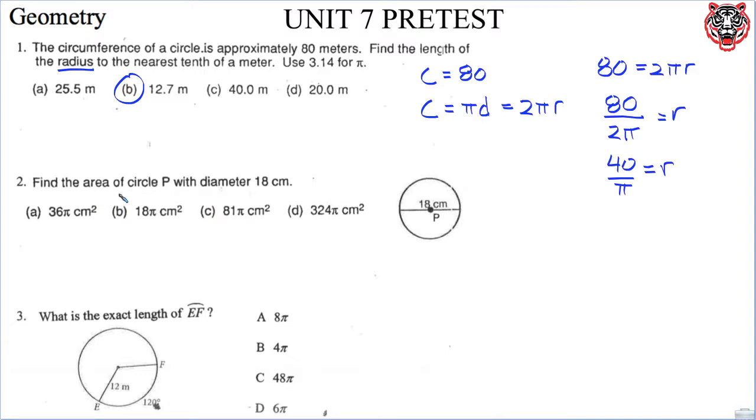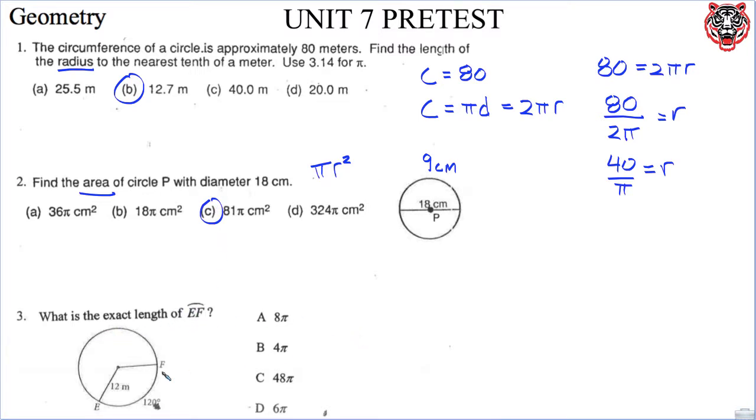Number 2. Find the area of circle P with diameter of 18. So area is pi r squared. Notice that it gives us the diameter, so to get to the radius you need to do half of that. You'll get 9 centimeters. So square 9, I get 81, and then 81 times pi, there it is, 81 pi centimeters squared.